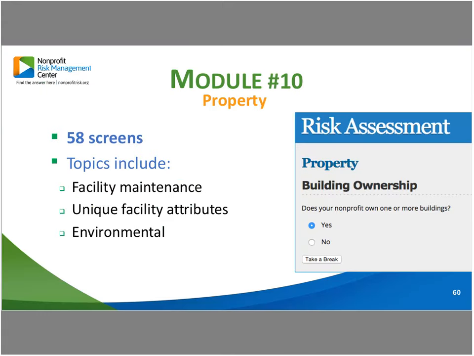So we're nearly at the end. This is the 10th module, the final module. So it's 58 screens, so it's another pretty long one. And this one deals with property. So there's a little bit of overlap between this and the vulnerable populations because we were going back to the facility issue. So this module asks specifically about maintenance at facilities and also about unique attributes of your facilities. It also asks about some specific environmental risks, which may include from having an old building or being related to asbestos or something like that.